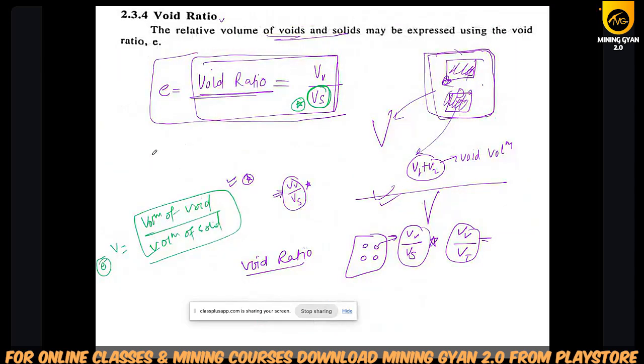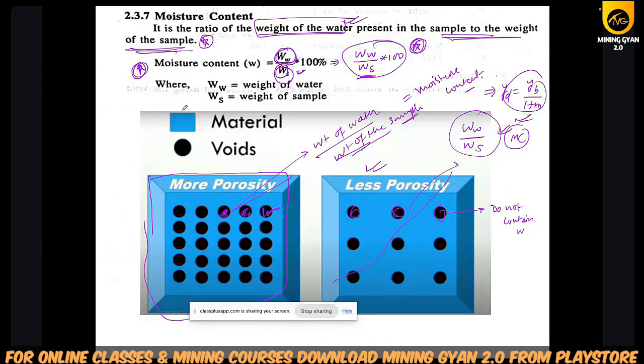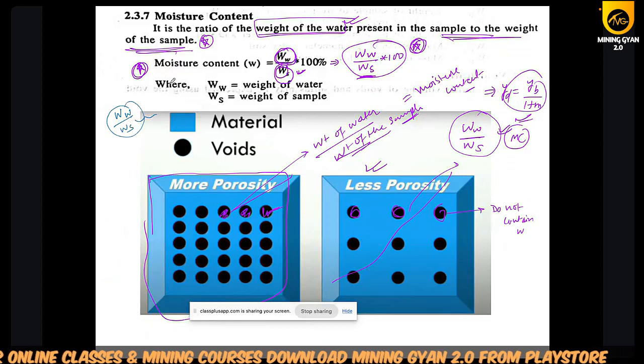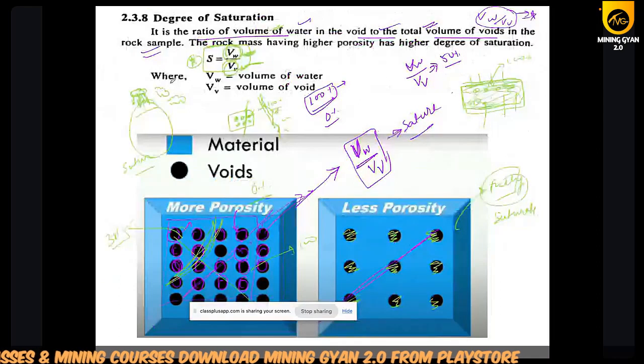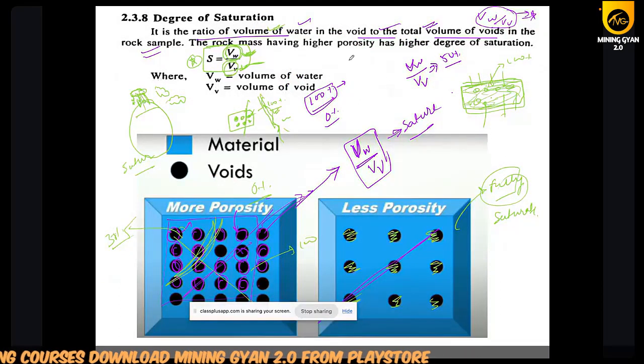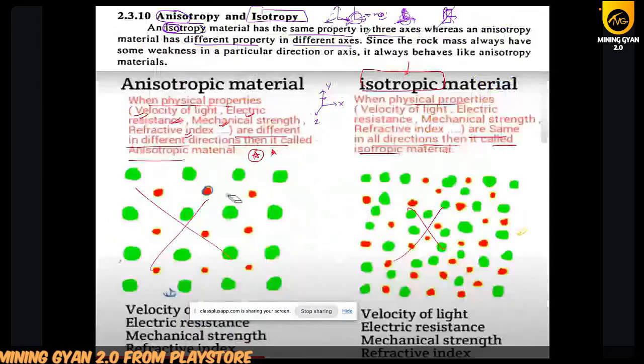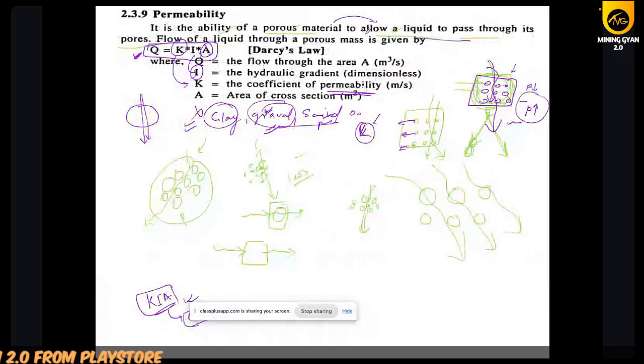What is the void ratio? Vv by V solid. What is porosity? Vv by V total. Moisture content is the weight of water divided by the weight of sample. Degree of saturation is the volume of water divided by the volume of void. Permeability, Q equals KiA. K is the coefficient of permeability, i is the hydraulic gradient, A is the area.